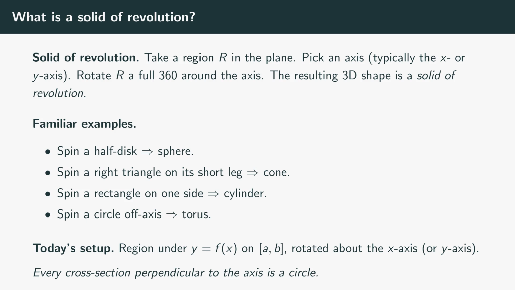Spin a half disk around its flat edge, you get a sphere. Spin a right triangle around one of its legs, you get a cone. Spin a rectangle around one of its sides, you get a cylinder. Spin a small circle around an axis it doesn't touch, you get a torus, a donut.